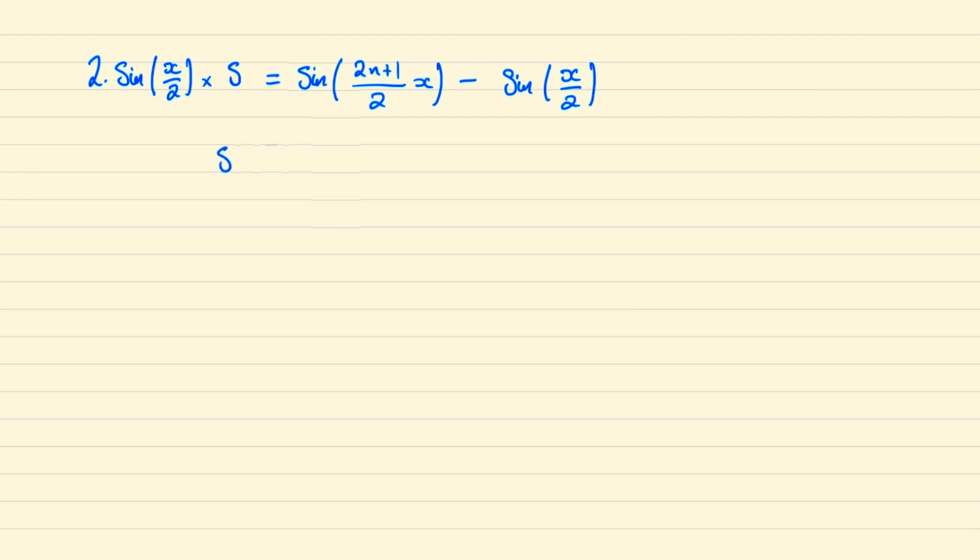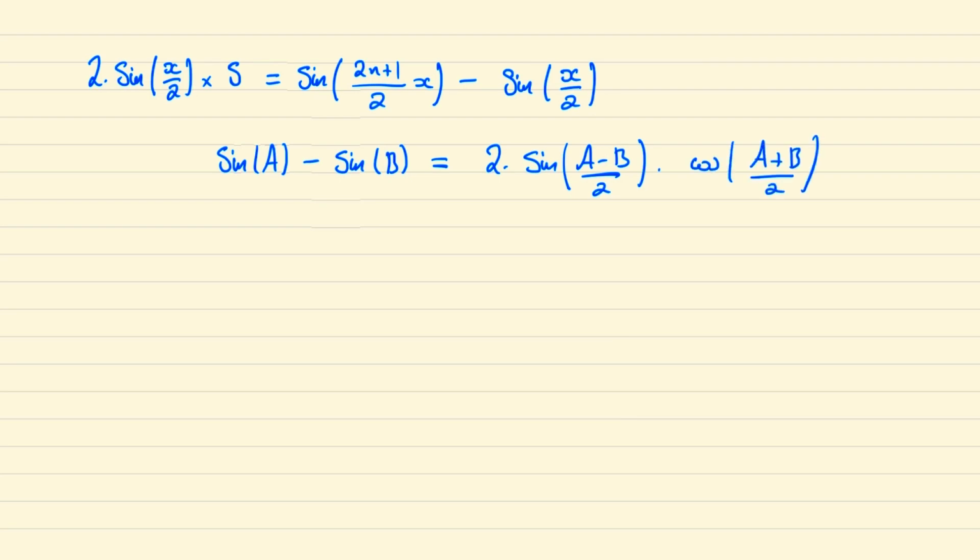So sine a minus sine b can be written as 2 sine of (a minus b) over 2 times cos of (a plus b) over 2. And so when we sub in our terms a and b, we end up with the following equation. And so finally, dividing through by 2 sine x over 2 will give us the final result.